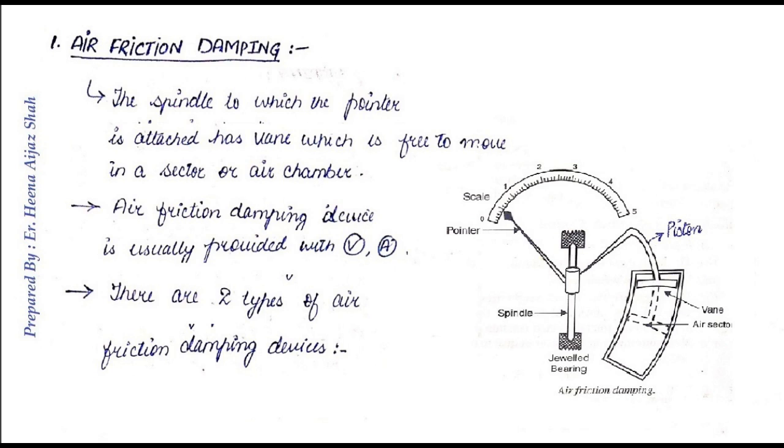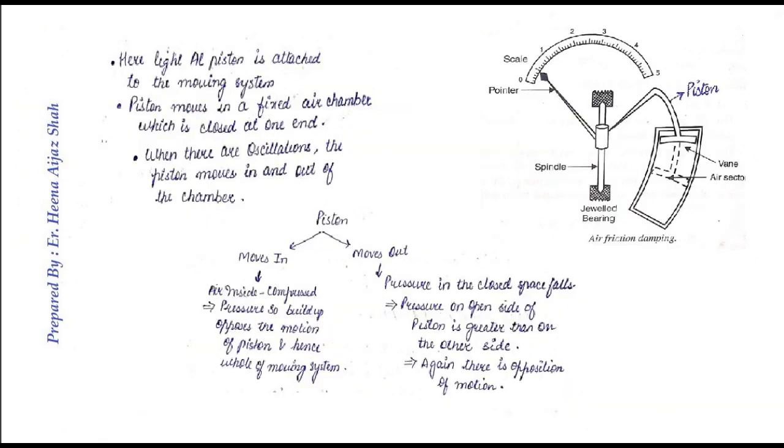In any electromechanical indicating instrument, we use a pointer to take the readings, and this pointer is attached to the spindle. In air friction damping, this spindle has a vane which is free to move in an air chamber, and by its movement in the air chamber, it is able to damp the oscillation. Coming to the first type, as you can see in the figure, a light aluminium piston is attached to the moving system, and the piston is free to move in the air chamber. Now we will see how the movement of the piston is able to damp the oscillations.